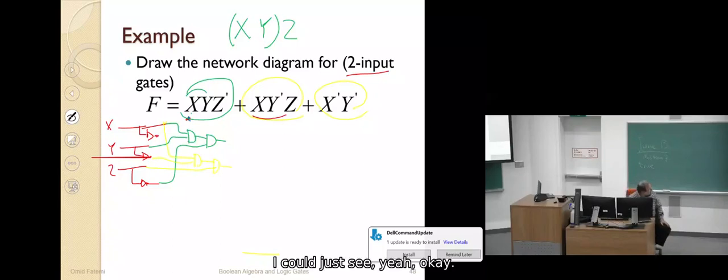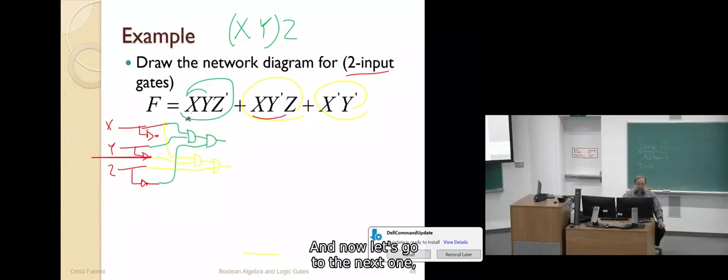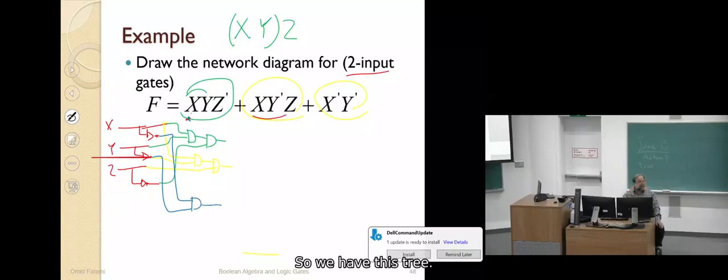Now could you see? Yeah, okay. So I have the yellow one, x, y prime, z. And now let's go to the next one, which I make blue. The next one is x prime, y prime. Oh, it is already two inputs, so it's easy. ANDed together. So we have these three.